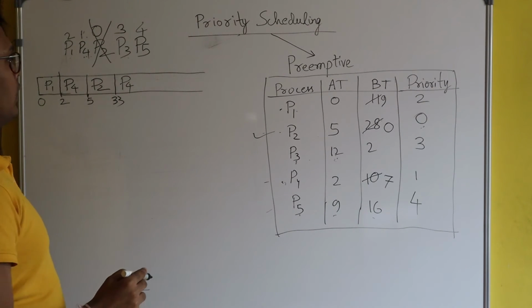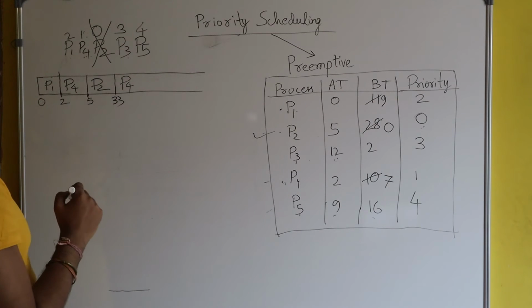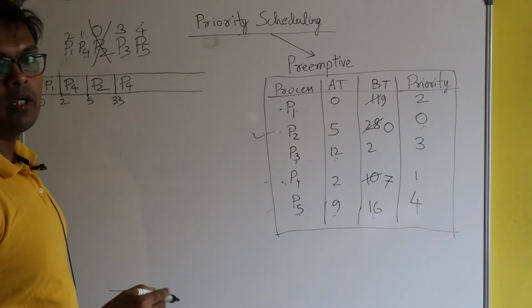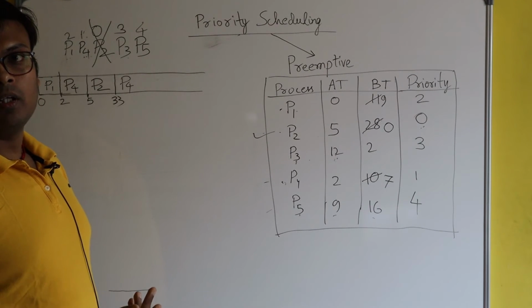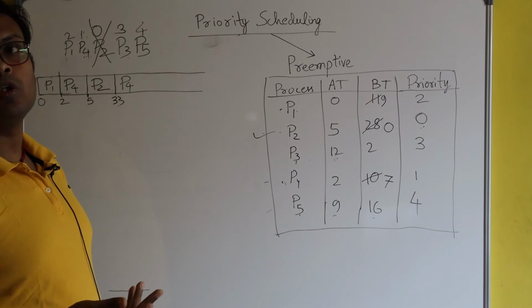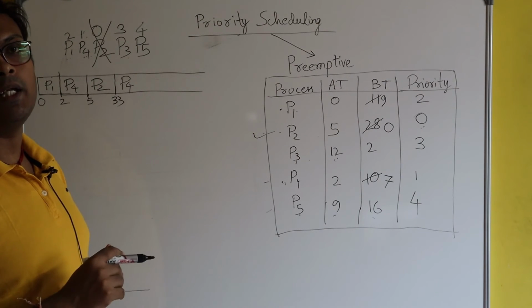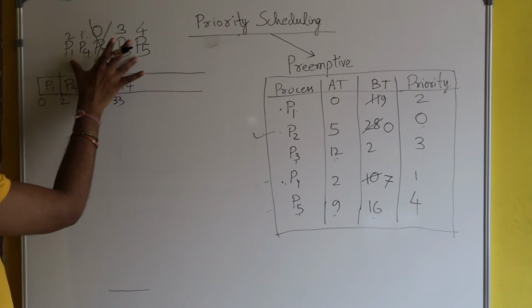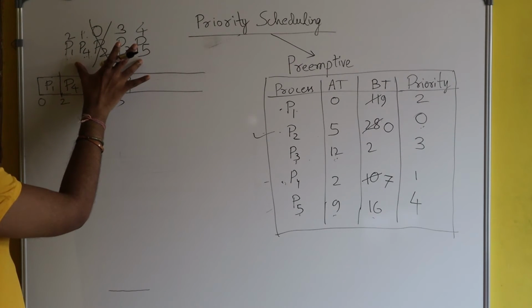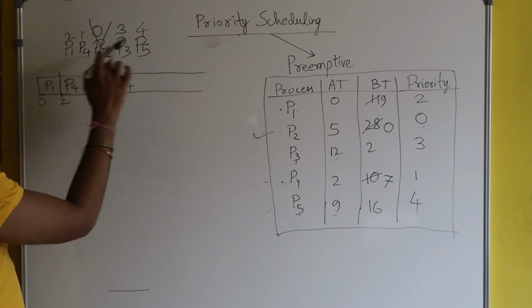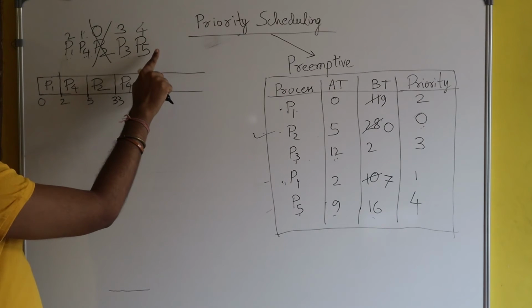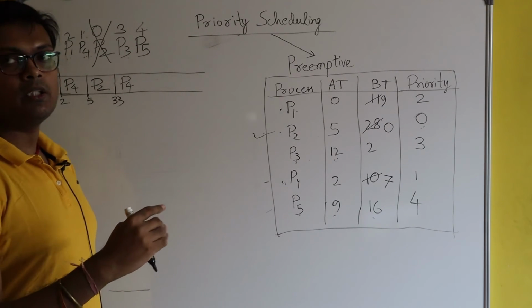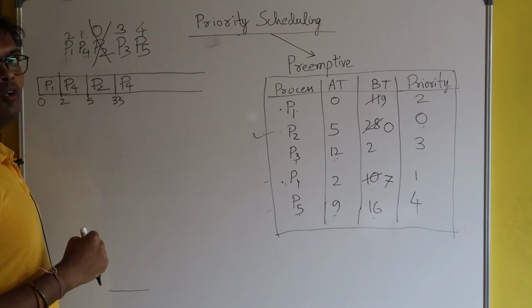Okay. And you see, since P4 has the highest priority among all these processes, definitely P4 will execute fully. Now no more processes will come in the ready queue, because all the processes have already arrived in the ready queue. So we will compare the priority of P4 with all the processes, and we have found out that the priority of P4 is higher than all the processes. So without thinking too much, P4 will execute fully.